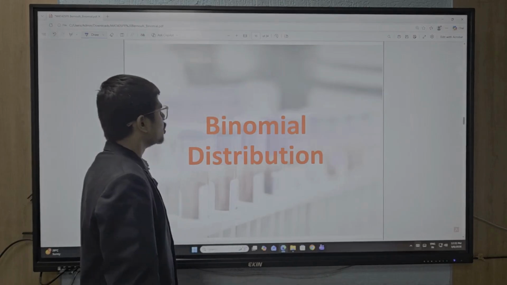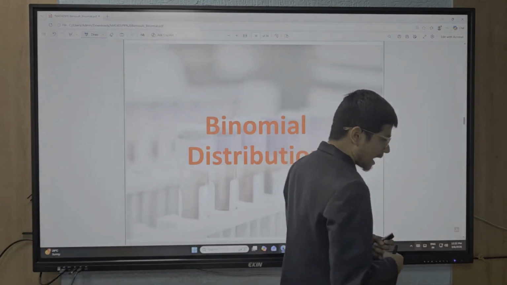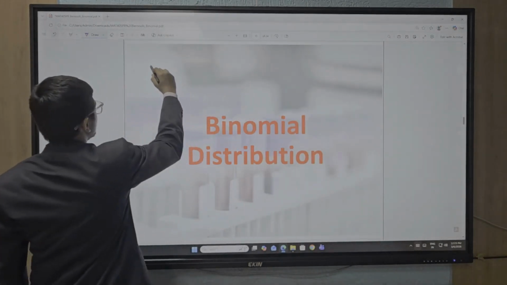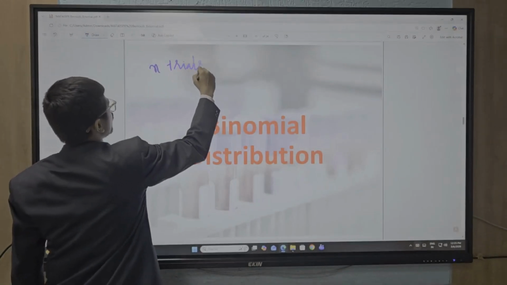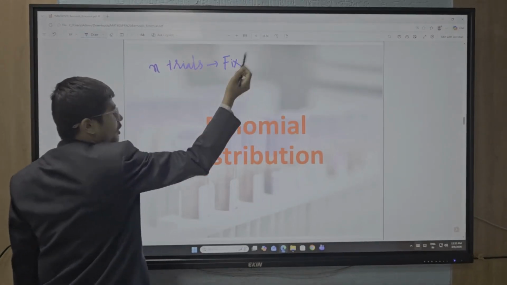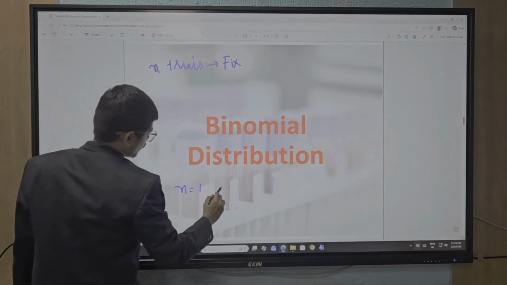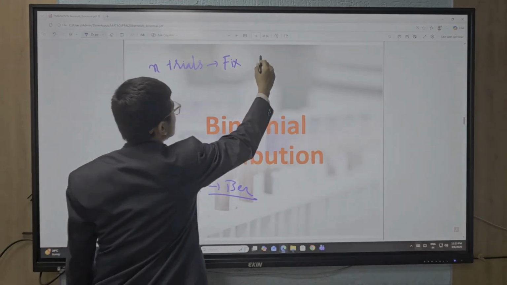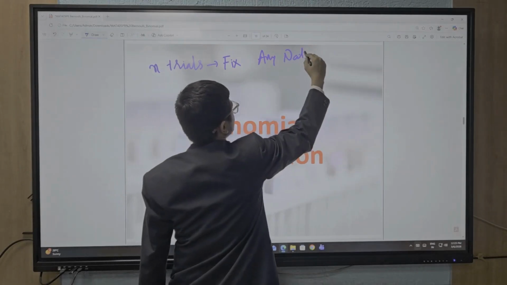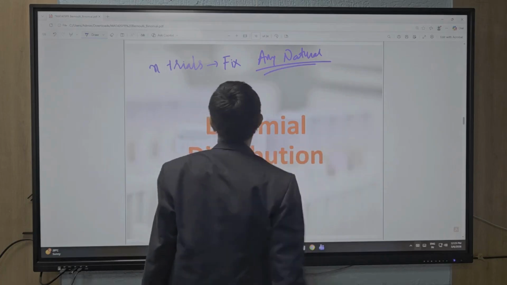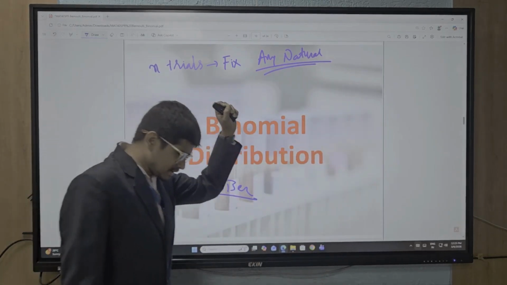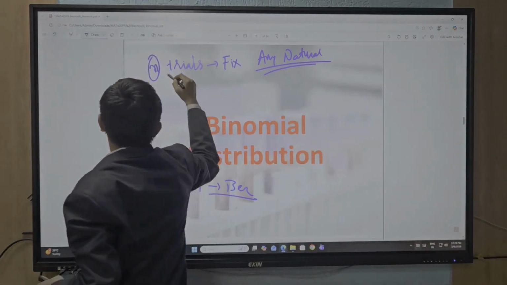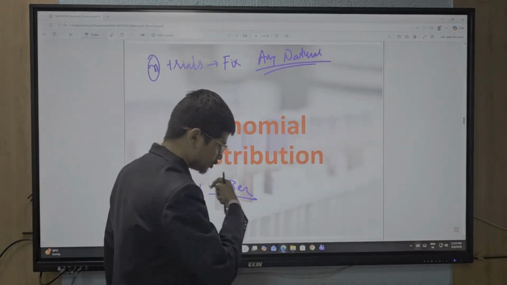Now let us understand the binomial distribution. What is a binomial distribution? Here the number of trials is fixed. In Bernoulli, the number of trials is 1, but here the number of trials is fixed, meaning any natural number. If we consider n equal to 1, the binomial distribution converts into the Bernoulli distribution.